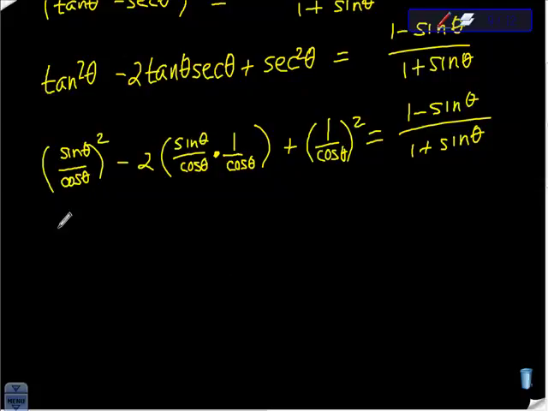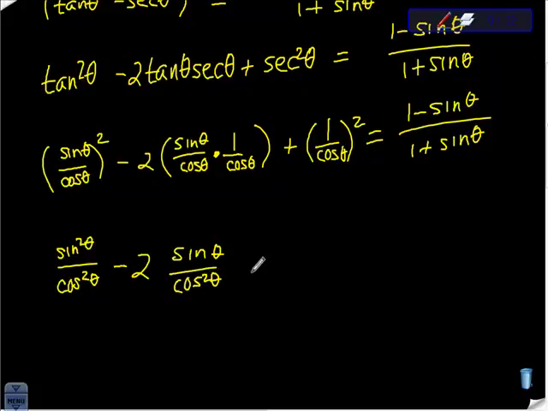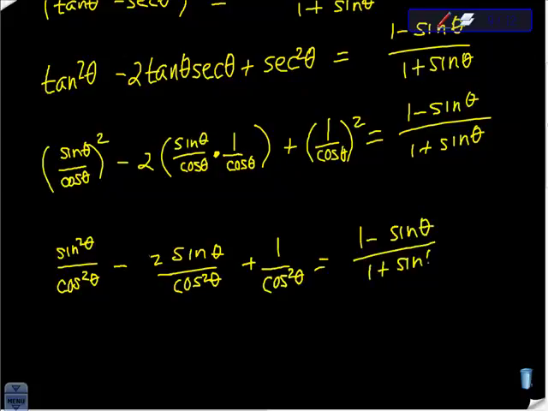Okay, so what am I going to do? I'll work this out and I'll get sine squared theta. I'm just going to distribute my exponents. So it's negative 2 sine theta over cosine squared theta. I'll put this 2 at the top; it's in the numerator anyway, right? Plus 1 over cosine squared theta is equal to 1 minus sine theta over 1 plus sine theta.